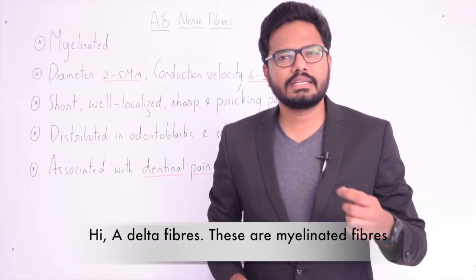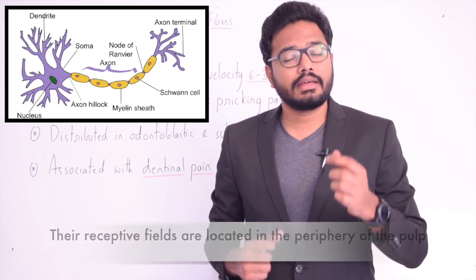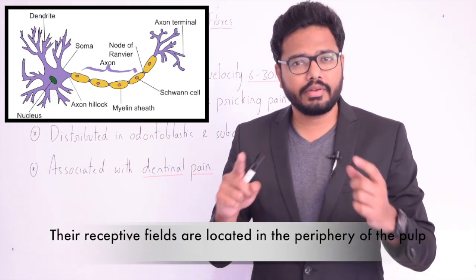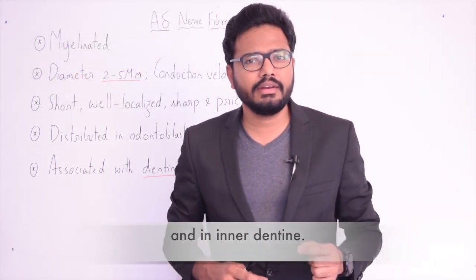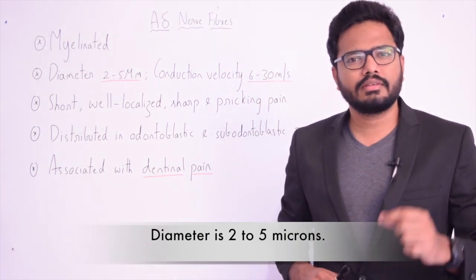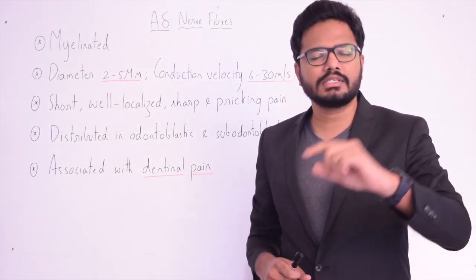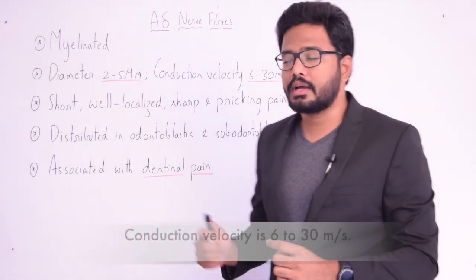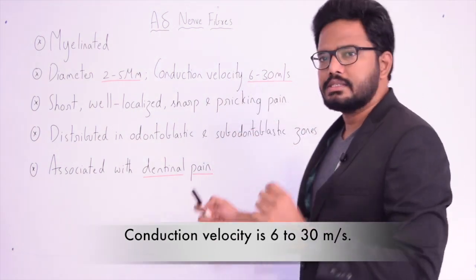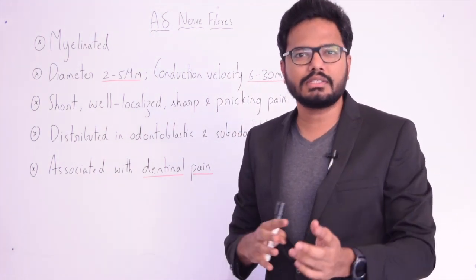A delta fibers are myelinated fibers. Their receptive fields are located in the periphery of the pulp as well as in the inner dentin. Their diameter is in the range of 2 to 5 microns, which is more than that of C fibers, and the conduction velocity is in the range of 6 to 30 meters per second, which is higher than that of C fibers.